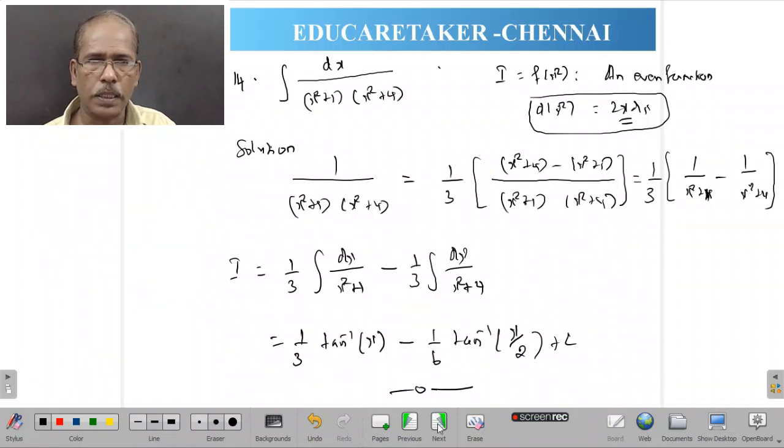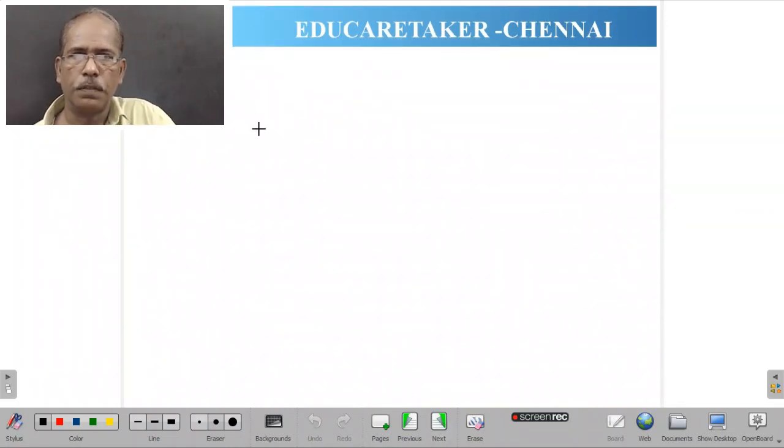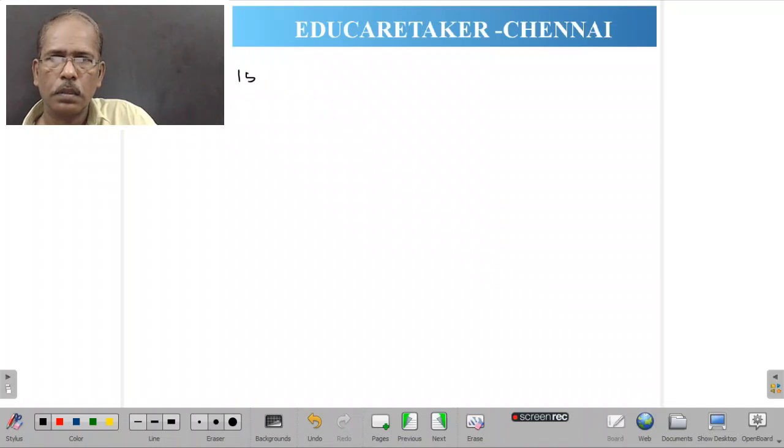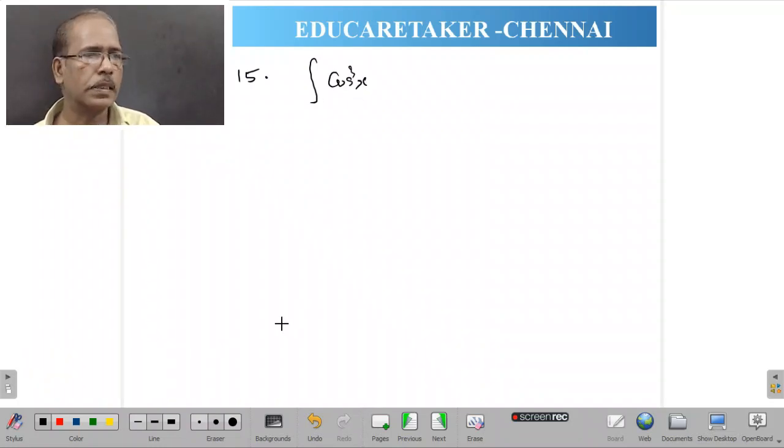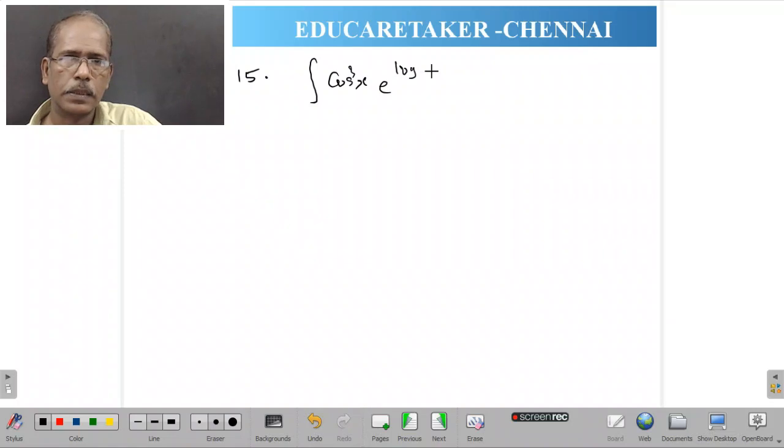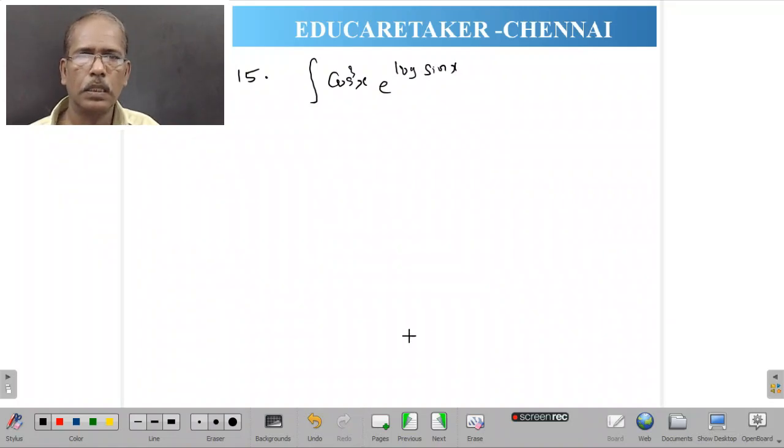Then we will go to the next question. Question number 15. Integral of cos cube x into e power log of sin x, and log means to the base e, dx.